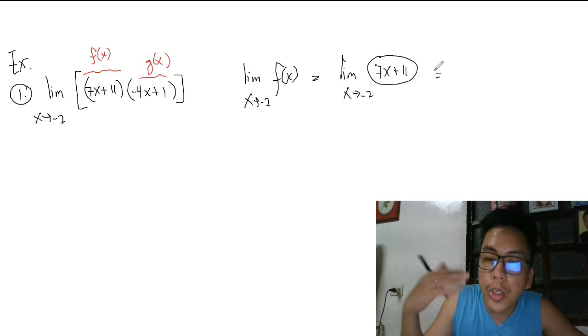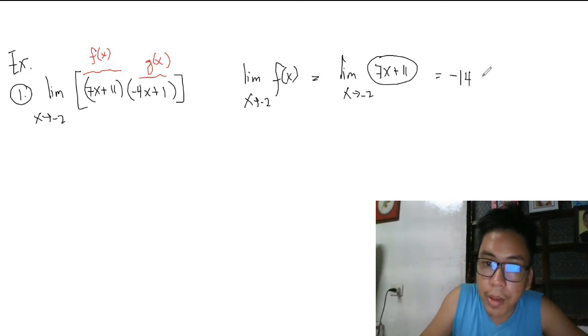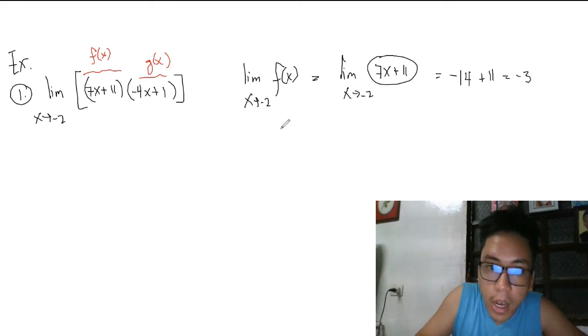So we will use the theorem earlier, we just have to substitute negative 2 for x. So I have negative 14 plus 11. Correct me if my computation here is wrong. So this is 7x, you substitute negative 2, so negative 14 plus 11, so you get negative 3.